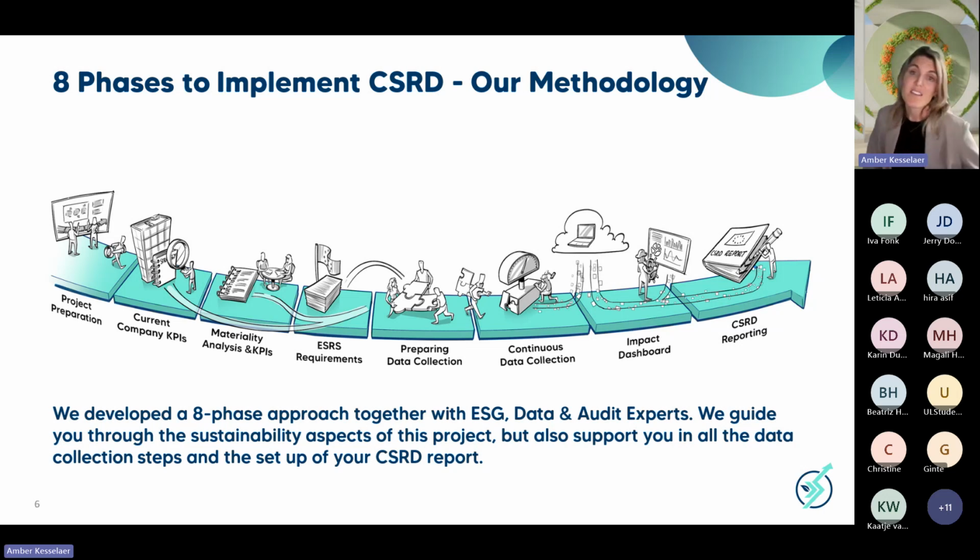After the double materiality analysis, we dive into the ESRS requirements phase. And this is because the double materiality analysis is going to show the impact of the organization and also which part of the European Sustainability Reporting Standards you have to report on. So you don't have to report on everything, only the parts that your organization has impact on. So that's why the double materiality analysis is so important.